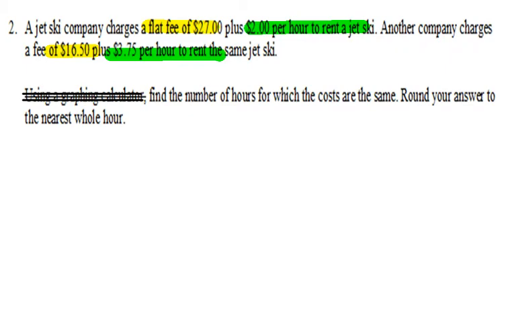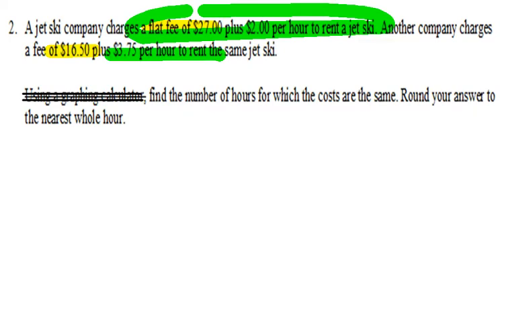So we've marked out using a graphing calculator, but we want to do this by hand. So find the number of hours for which the costs are the same. So we want to know when they are equal to each other, right? When is the cost the same? Well, what does it cost? Let's look at the first thing.